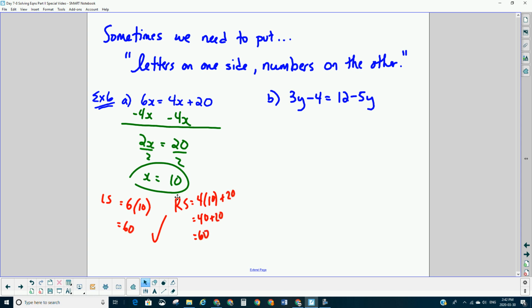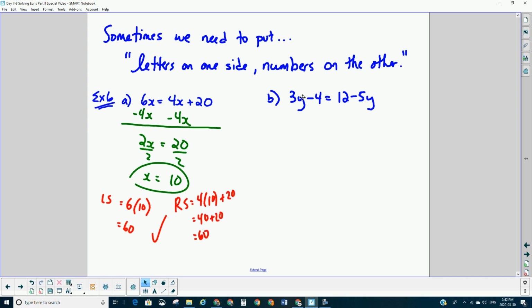This part in red isn't something I'm going to expect you to do every single time, because that would take a lot of time for all the questions we're going to do. But if you're unsure of an answer, you can always check to see if your answer is right by doing this little operation, this verification.